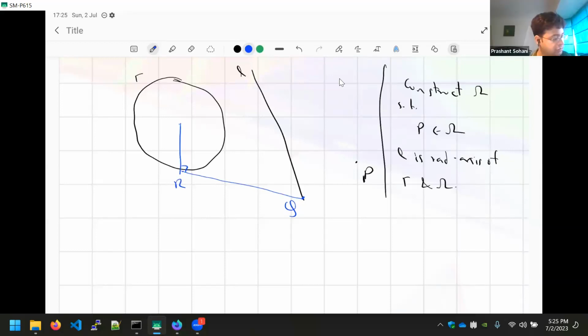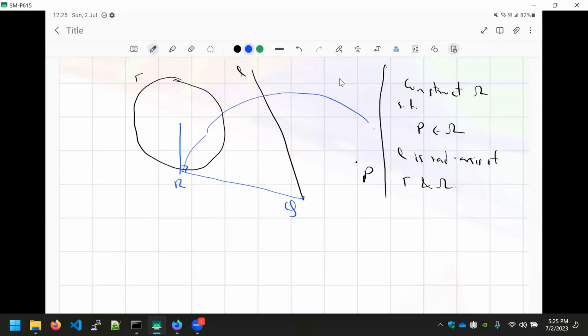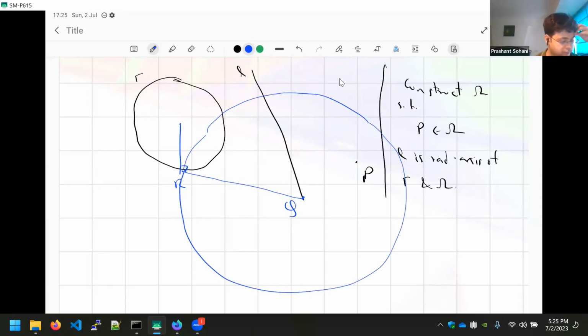So we get that this circle is orthogonal to the given circle. And since the center of this circle lies on the radical axis of gamma and the desired circle, we get that this circle is orthogonal to the desired circle too. So now we can follow the procedure.